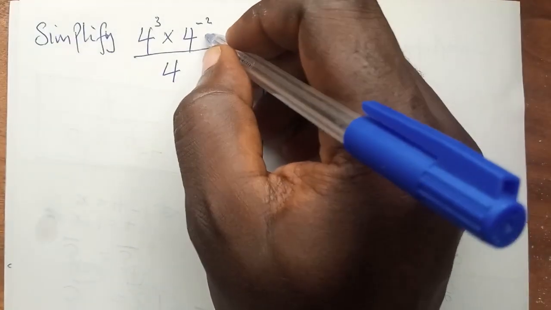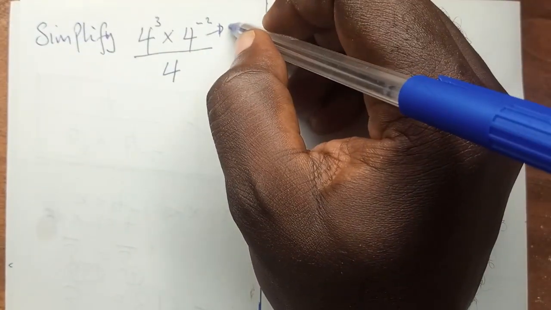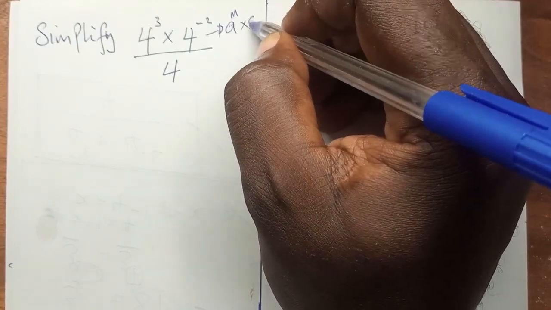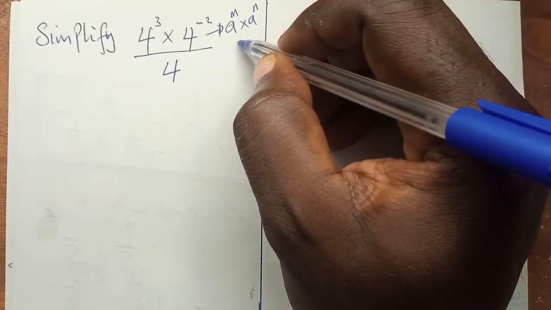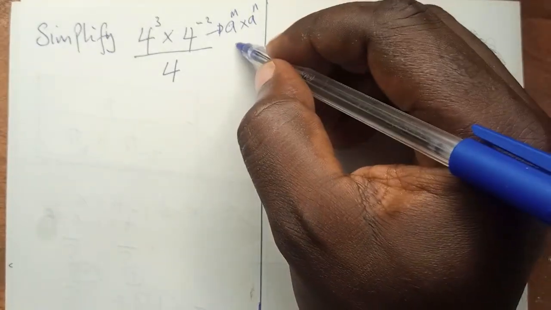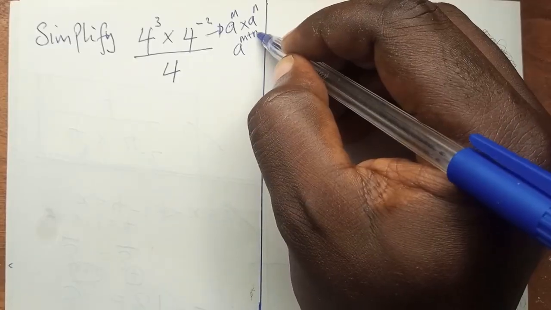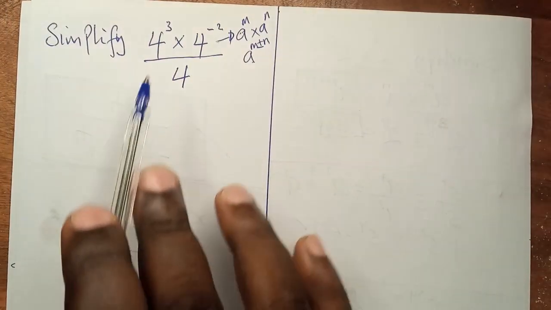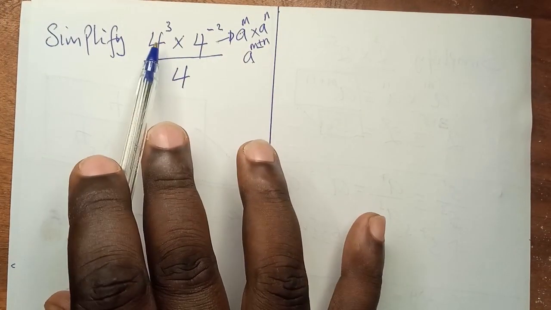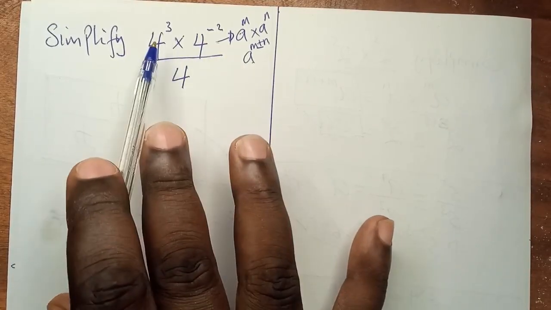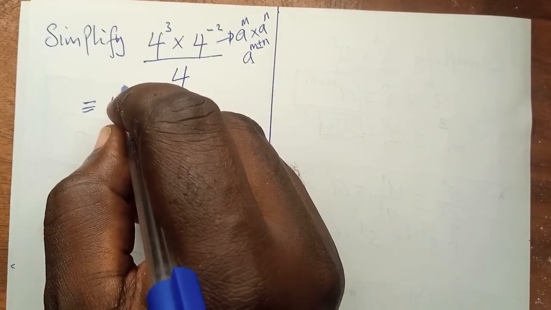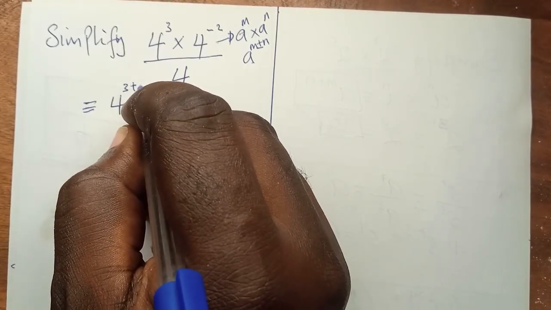Let's look at the law. It states that if, for example, a to the power m is multiplied by a to the power n, then you take just one of the base, which is a, and say m plus n. That is taking the base and adding their powers. So we express it here by taking one of the 4s, 4 to the power 3 plus minus 2, divided by 4.